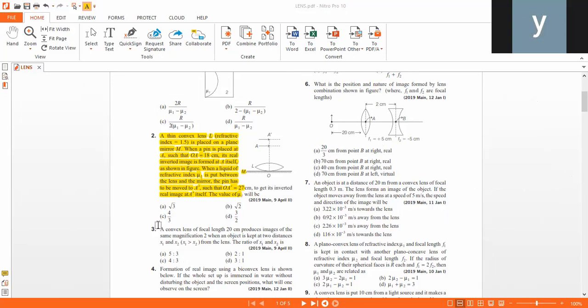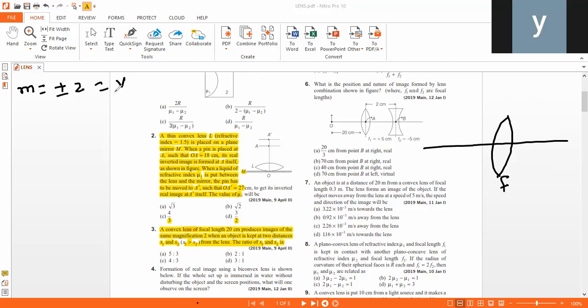Next one. A convex lens of focal length 20 centimeter produces images of the same magnification when an object is placed at two distances, x1 and x2 from the lens. Now initially we are having a convex lens with focal length f, which produces images of same magnification. Same magnification means I can consider m equal to plus or minus 2, because they told that it is two images.